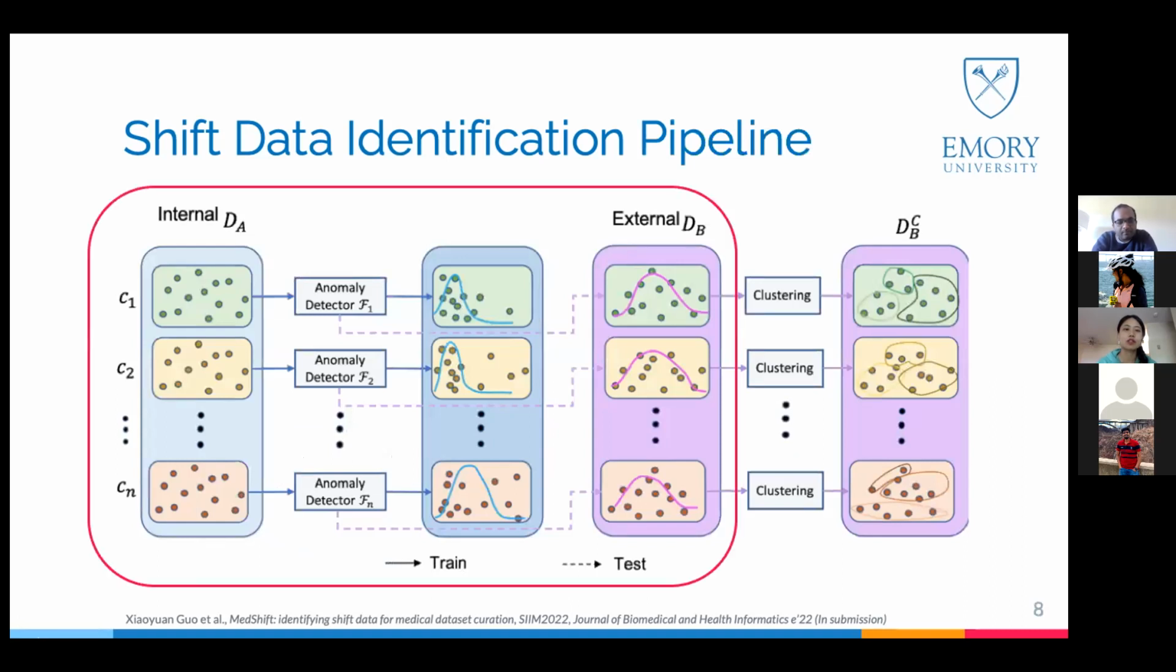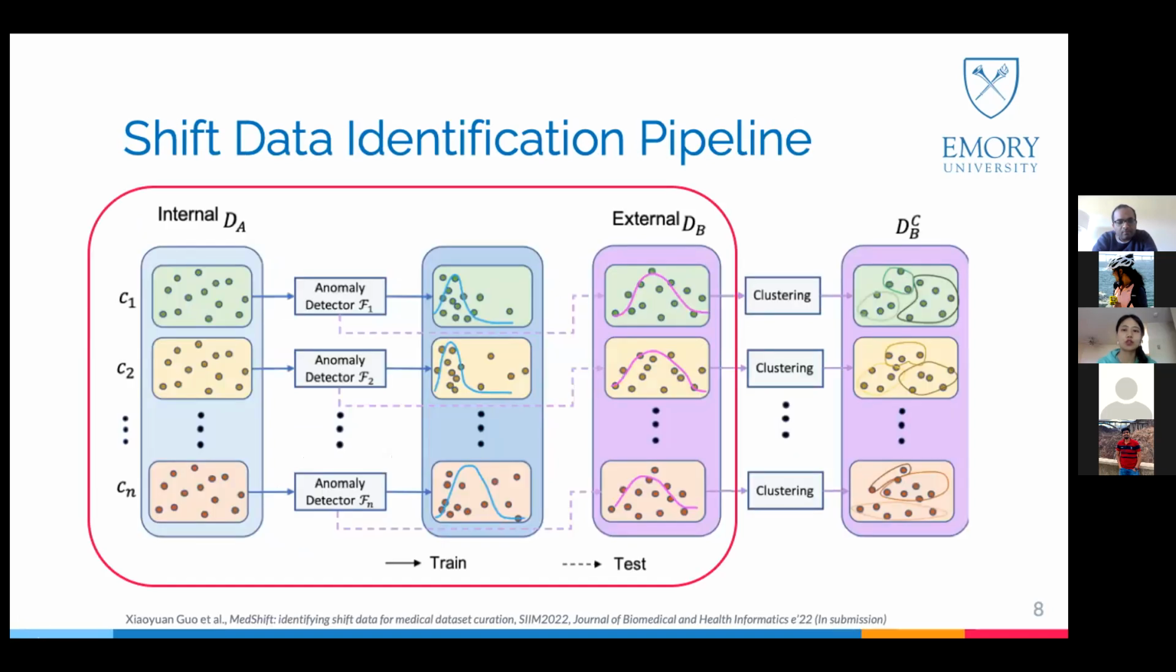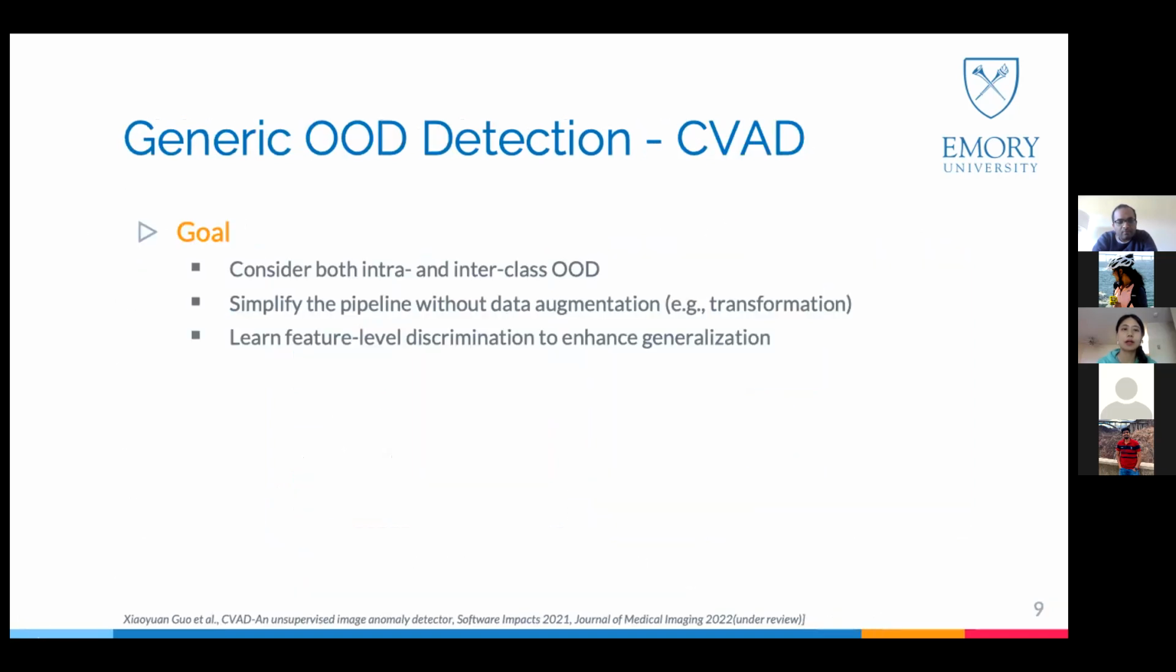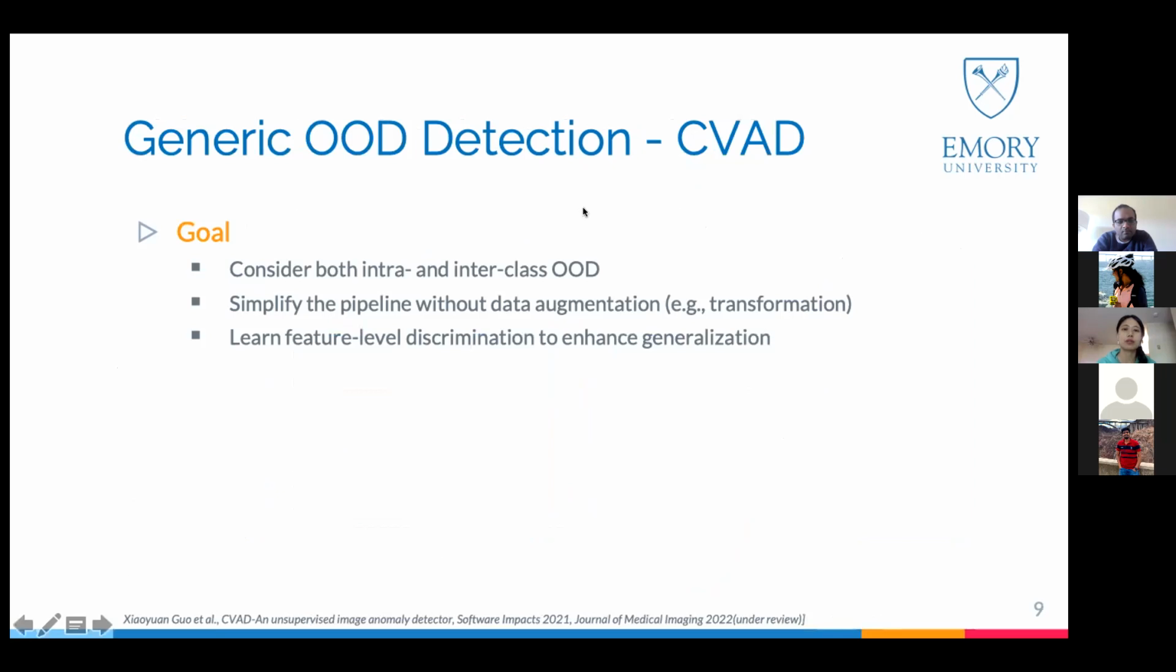So with this shift data identification pipeline, we can detect the shift data. Now I'm trying to introduce the anomaly score part. The model I'm using is the CVD, the cascade version of autoencoder based anomaly detector. This anomaly detector aims to consider both the intra- and inter-class OOD data.